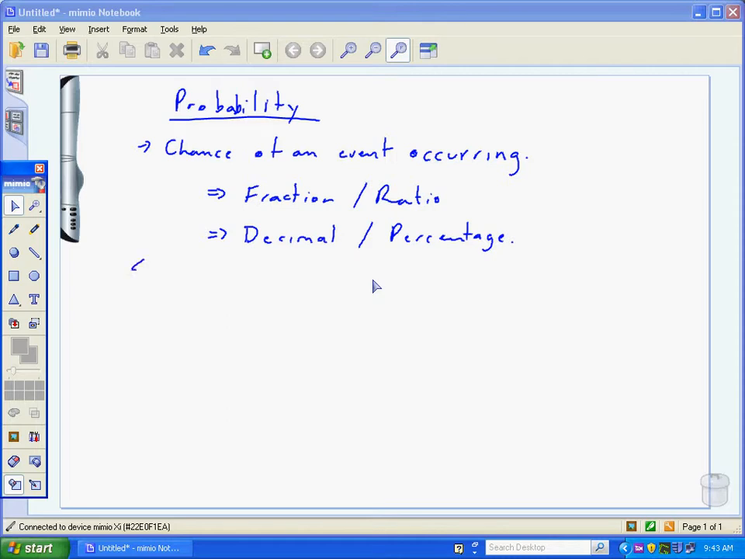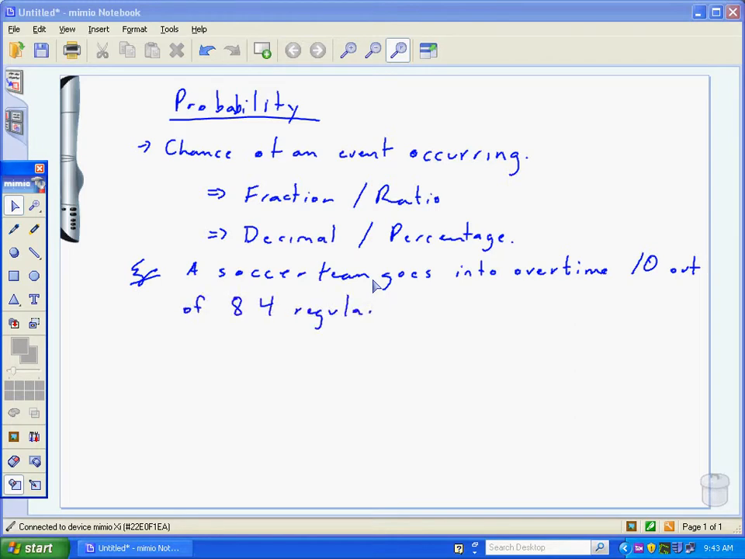Well, let's really quickly write an example down. A soccer team goes into overtime 10 out of 84 regular season games. Okay, so there's the statement. A soccer team goes into overtime 10 out of 84 regular season games. I'll put the questions in red.